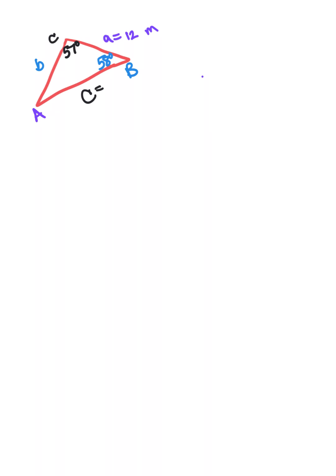This is an angle side angle, and so we can find the third angle, which is angle A. So angle A is equal to 180 degrees minus 57 degrees minus 58 degrees, and that gives me 65 degrees. So now we know angle A is 65 degrees.